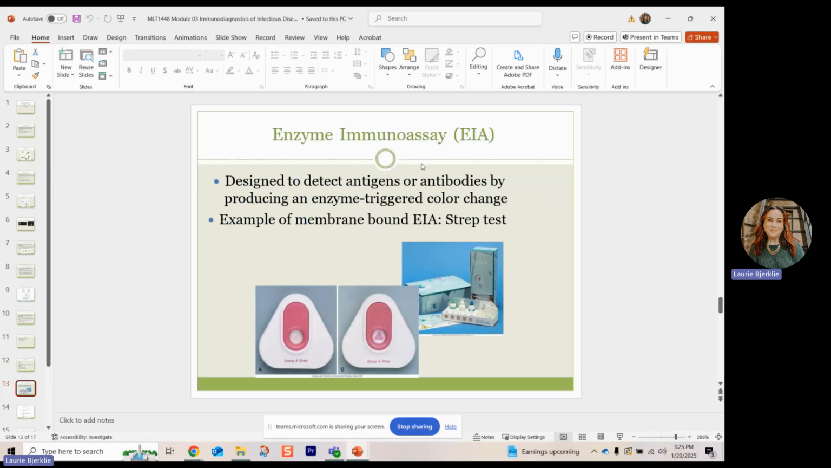Again, they're looking for the antigen antibody, and then they do a color change. And in this case, it's an enzyme immunoassay. So they have an enzyme labeled on there.